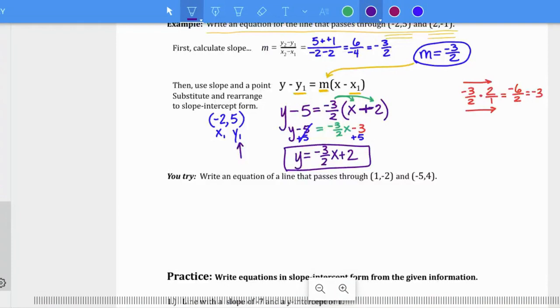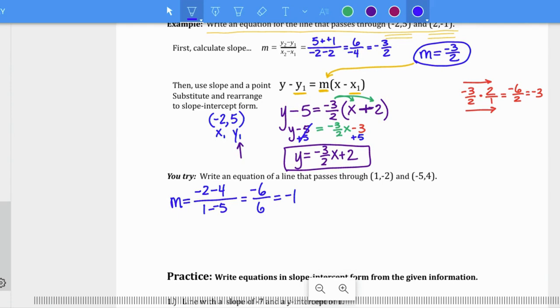Our first step was to calculate a slope. So I have my 2 points. I'm going to subtract my y's. -2 minus 4. Remember, you could have done this different, so just check and see if you get the same answer. And the x's, 1 minus a -5. Should get a -6 divided by a +6, or a slope of -1 there.